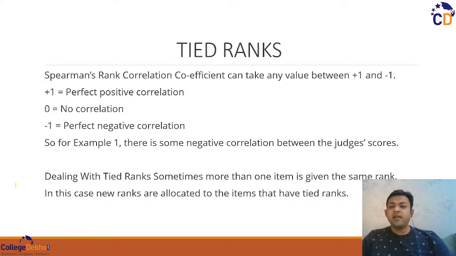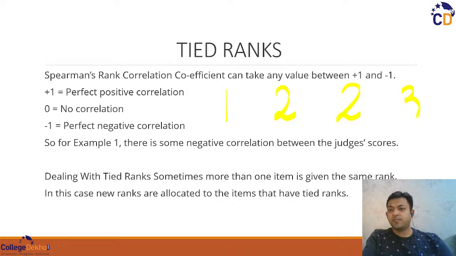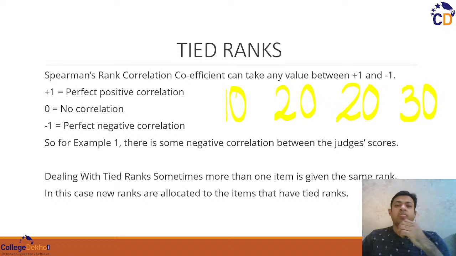Now, it is possible in certain situations that we have a case of tied ranks. So let us take a quick short example to understand what we mean by tied ranks. So it is possible to have numbers like this: 1, 2, 2, and 3. Or let's say 10, 20, 20, and 30. So how would we rank these four numbers?